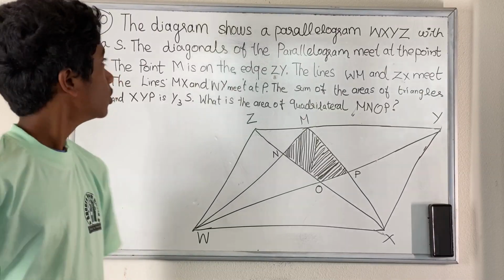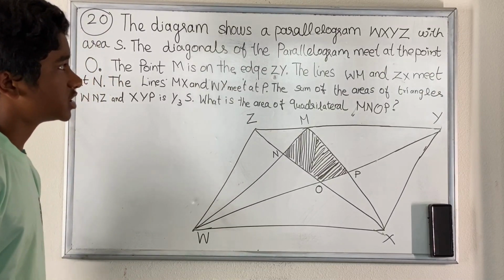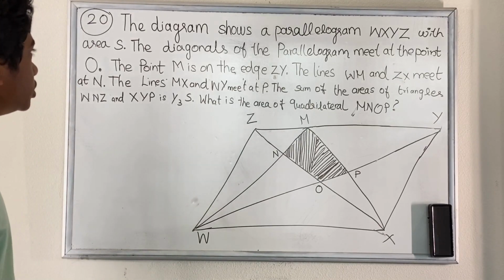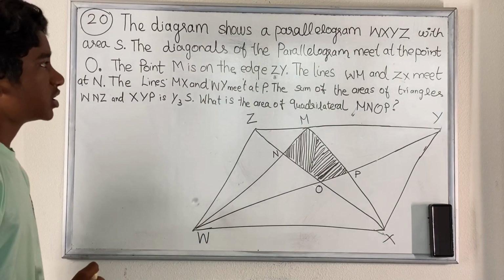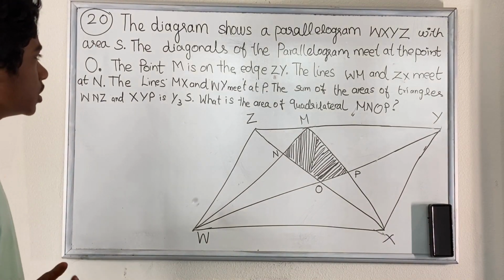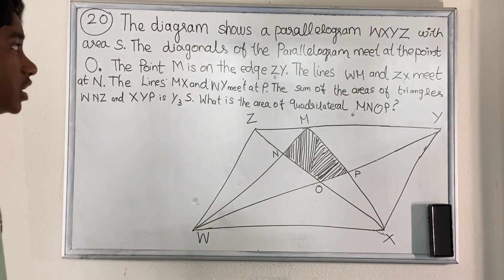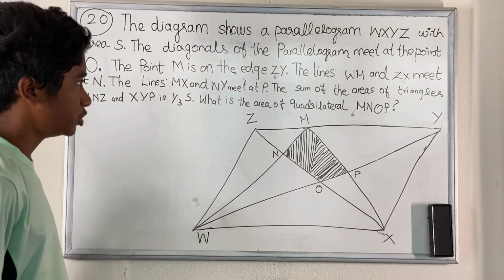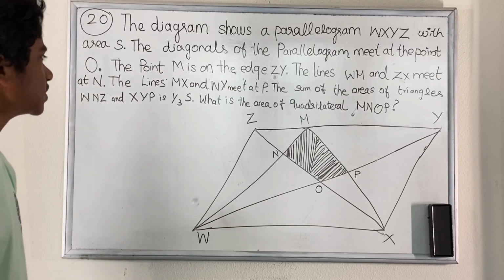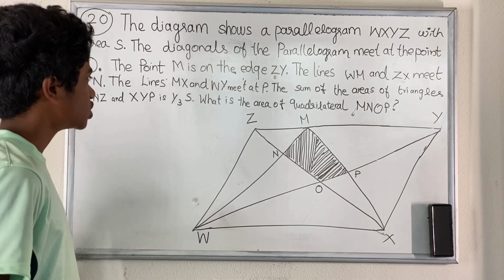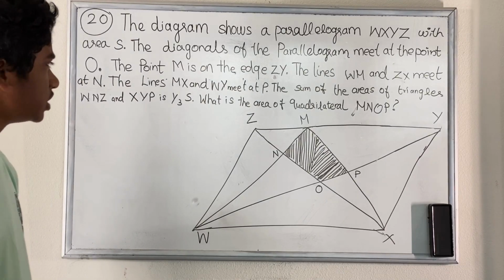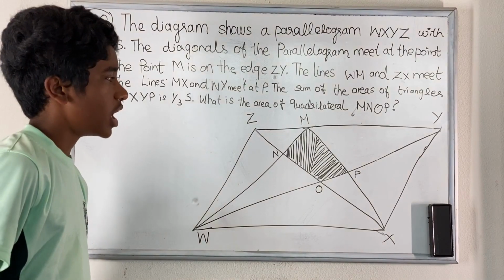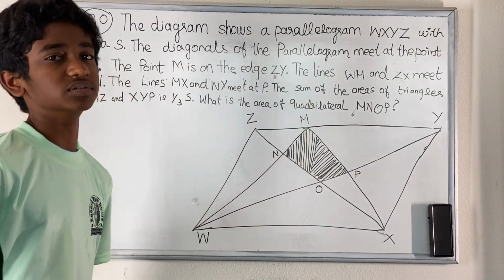Problem number 20. The diagram shows a parallelogram W, X, Y, Z with the area S. The diagonals of the parallelogram meet at the point O. The point M is on the edge ZY. The lines WM and ZX meet at N. The lines MX and WY meet at P. The sum of the areas of triangles WNZ and XYP is 1/3 of S. What is the area of quadrilateral MNOP? MNOP, just a quadrilateral.